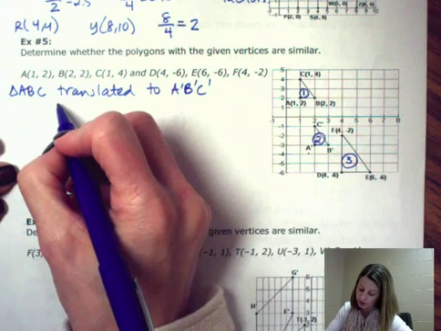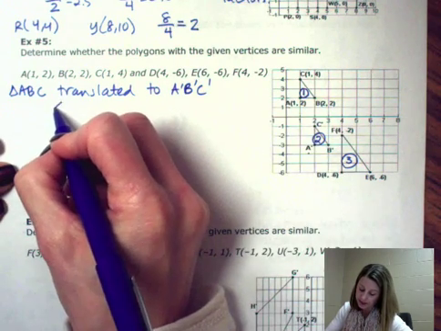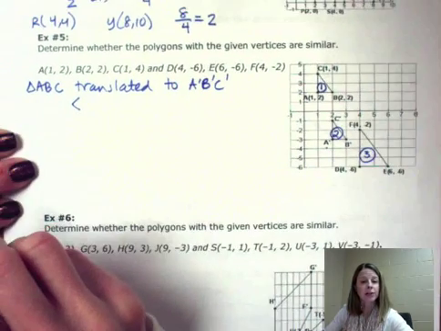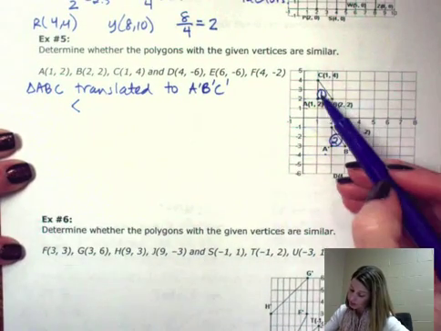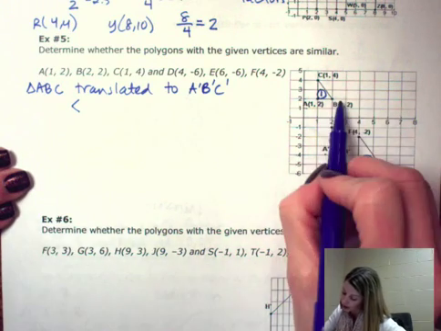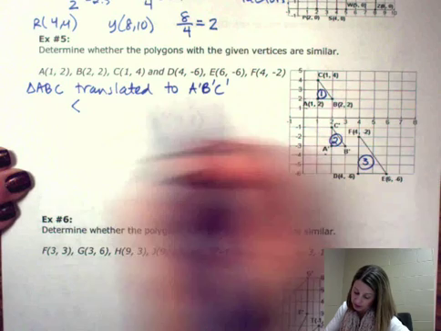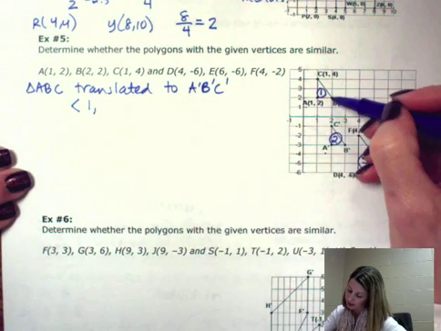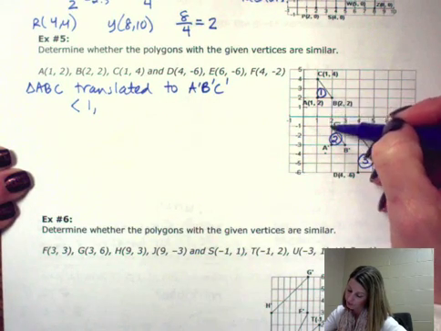And so I'm going to describe the translation. We can use a vector. Let's start with a vector and then I'll show you the other way. So my vector should tell me the X movement and the Y movement. So it went to the right. It moved over 1, so that would be a positive 1, and then it moved down. 1, 2, 3, 4, 5.